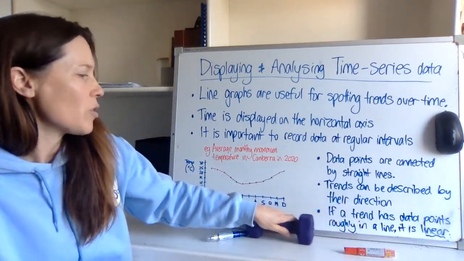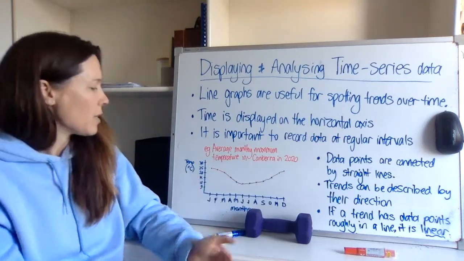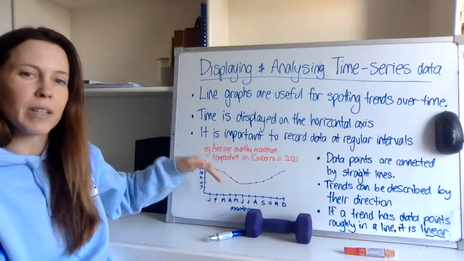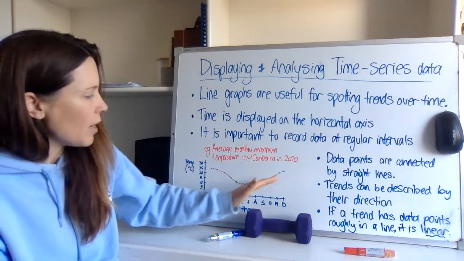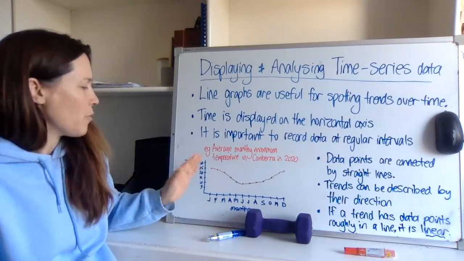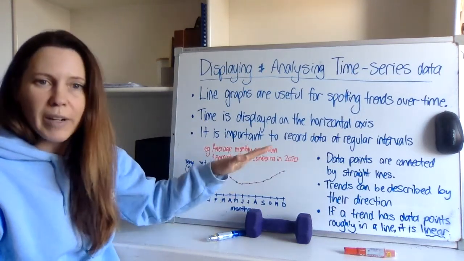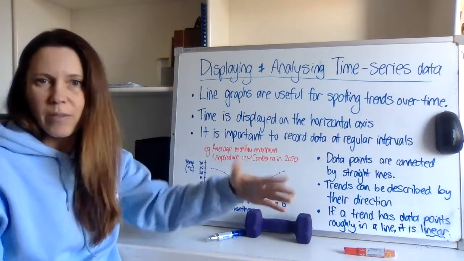Now, we tend to describe trends by their direction. So you can look at a section of a trend and say this is a downward trend here because something's going down over time, or we have an upward trend over here. Obviously, it depends on what you're measuring. If we've got something like temperature, then every year the temperature gets colder and then it gets warmer again. So we've got upward and downward trends one after the other.